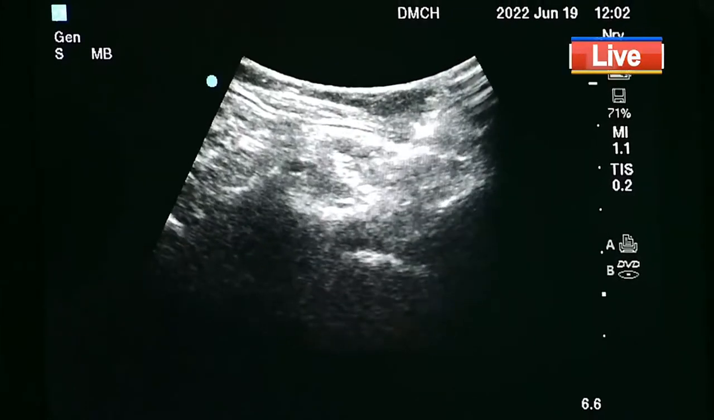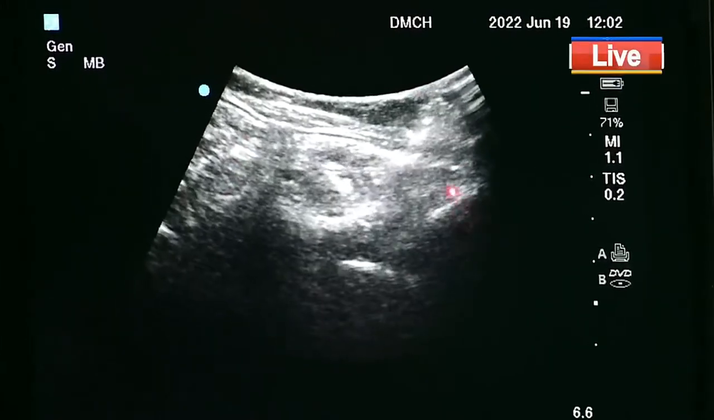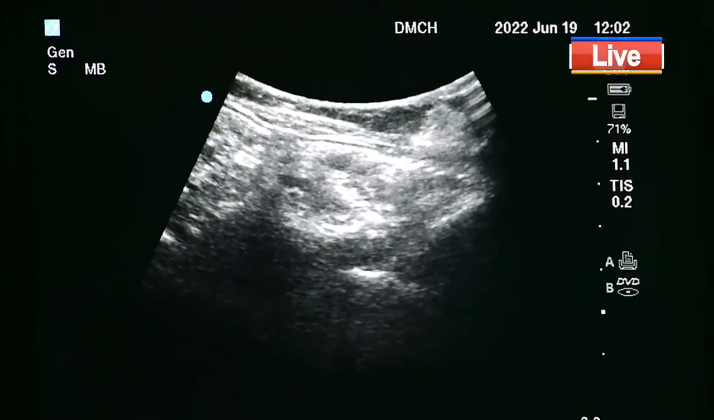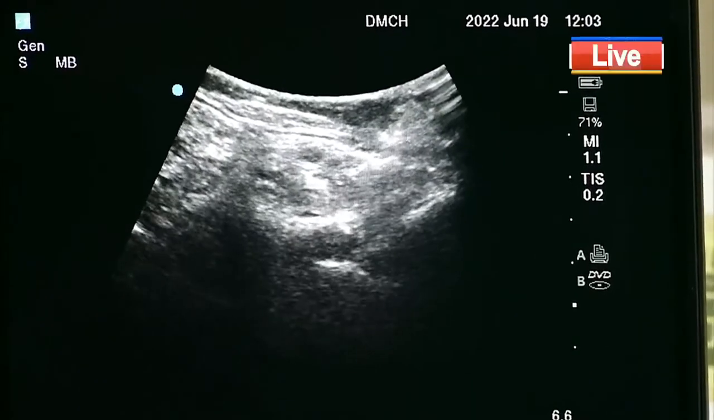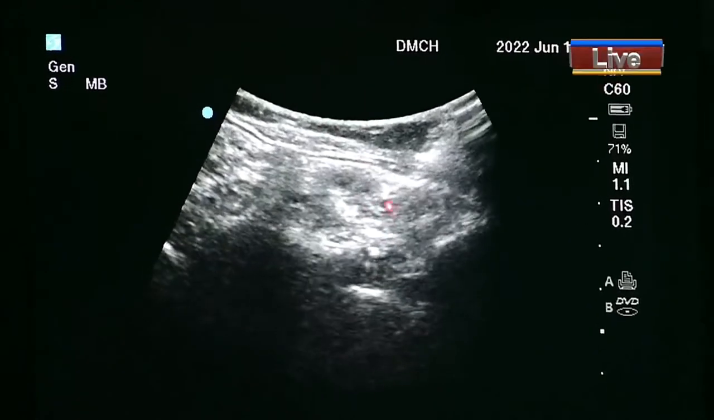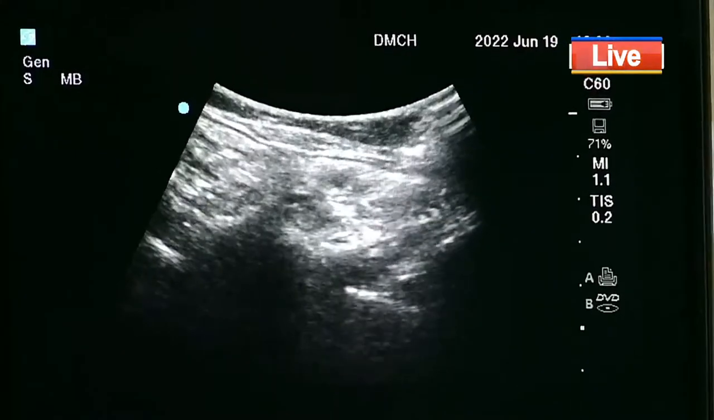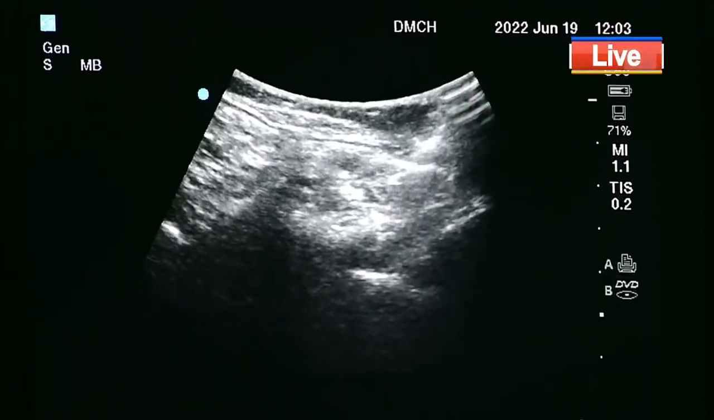So now you see my needle is going inside, and you see that tip reaching the point where I want to go. I would prefer to go slightly lower, and maybe I make it more oblique. Are you okay? Very light?